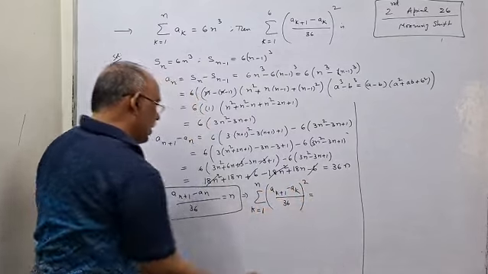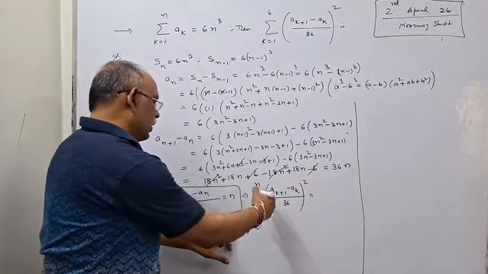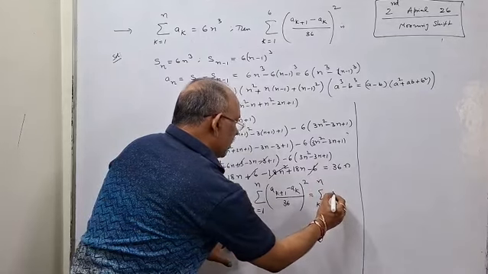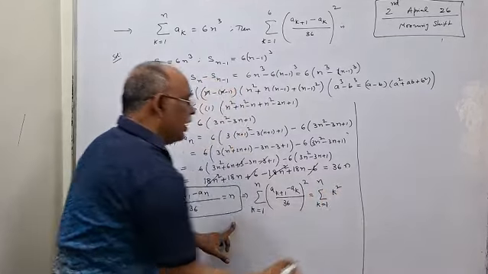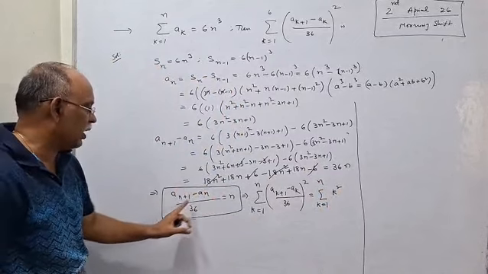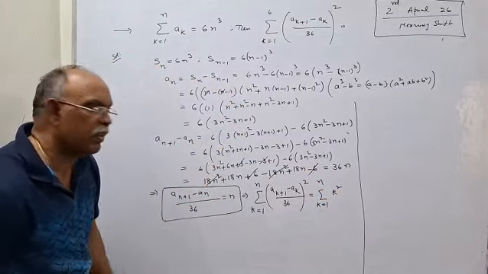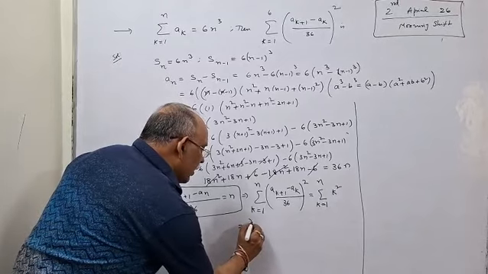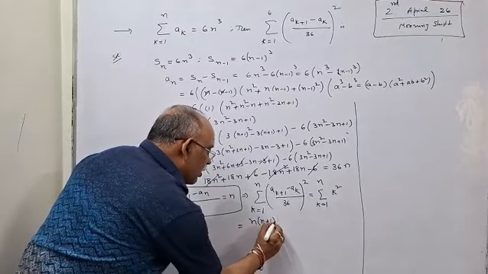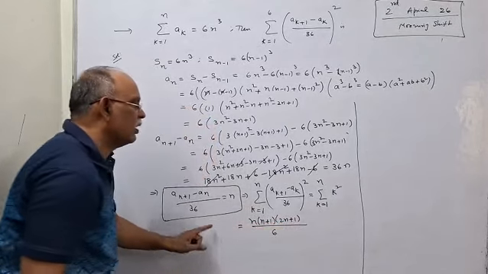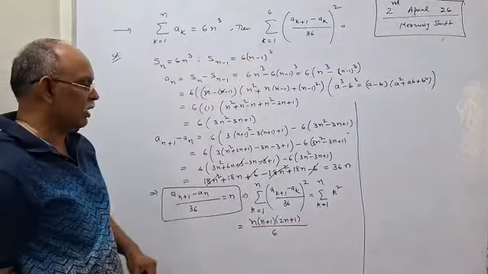is always equivalent to sigma k equivalent to 1 to n k square. Because if you take whole square, n square is required. That means you need sigma n square value. What is sigma n square value? N into n plus 1 into 2n plus 1 by 6. This is the ultimate value for this one.